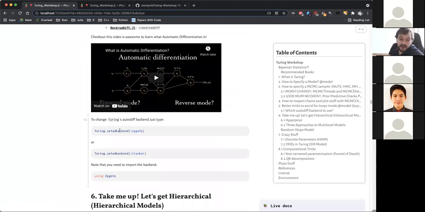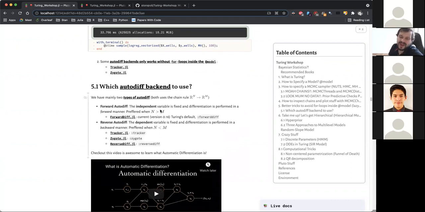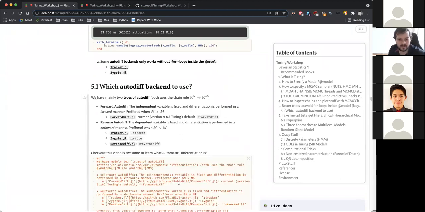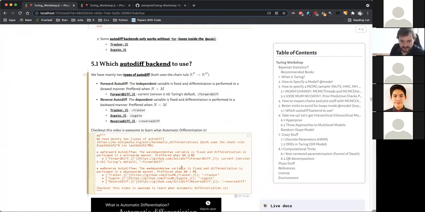It's easy to set your AD backend. You just use Turing, set AD backend, and then you pass a symbol for your backend. Yeah, sorry, I spoke the opposite. Let me correct this. No, I think it's right.